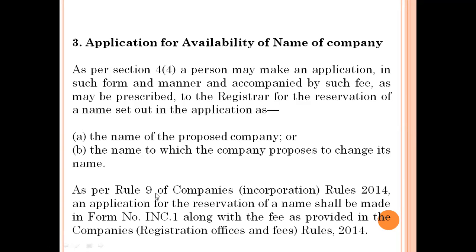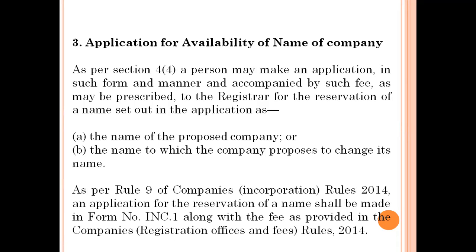As per Rule 9 of the Companies (Incorporation) Rules 2014, an application for the reservation of a name shall be made in the form INC-1 along with the fees provided in the Companies (Registration Offices and Fees) Rules 2014. So here you can observe Rule 9 of the Companies (Incorporation) Rules 2014, but here the Companies (Registration Offices and Fees) Rules 2014.